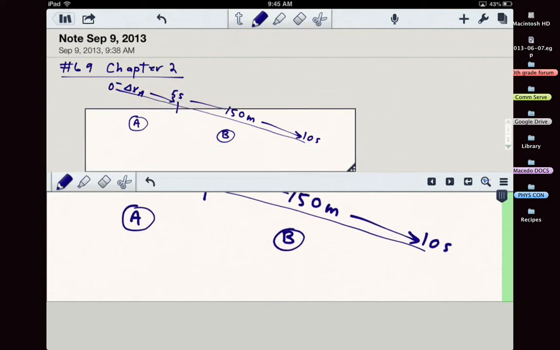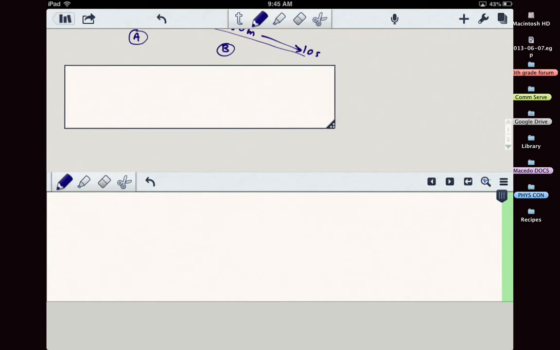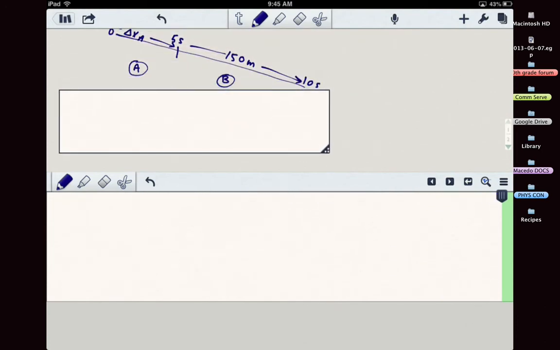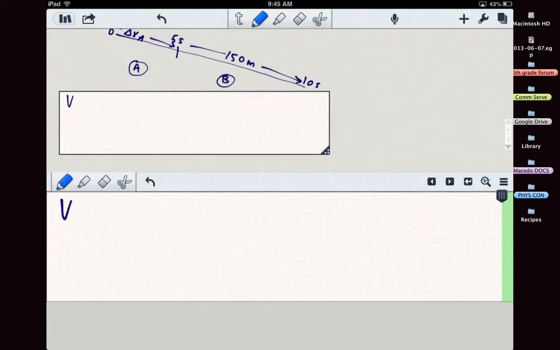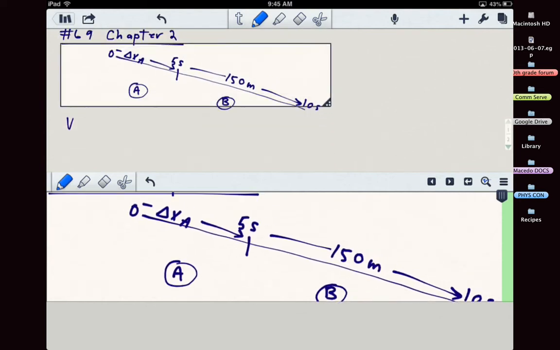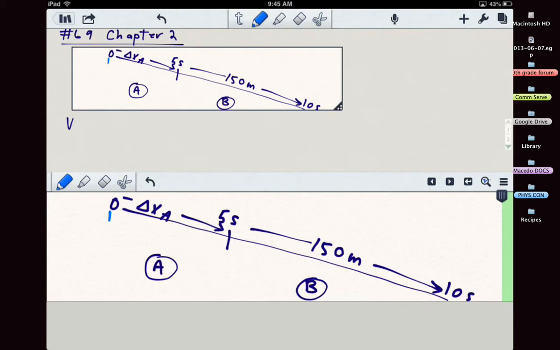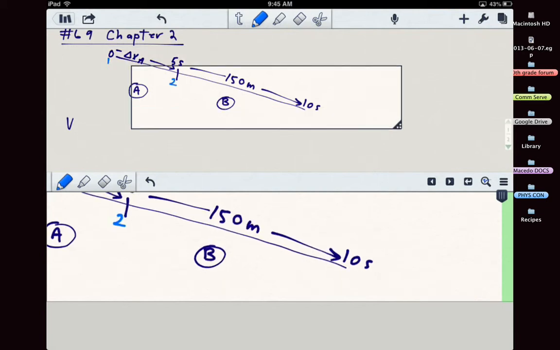So, to tackle this problem, now that I have those two parts, I'm going to look at the first section. Well, first off, the first thing you need to realize is that the velocity at the end of part A is going to be the same as the velocity at the beginning of part B. So to help us break that down, I'm going to call this here point 1. This here is point 2, and this here is point 3.